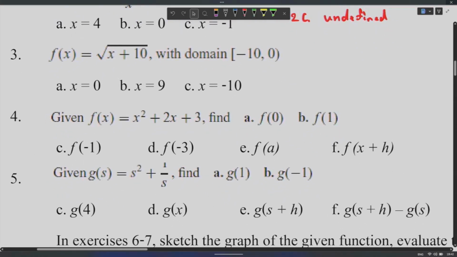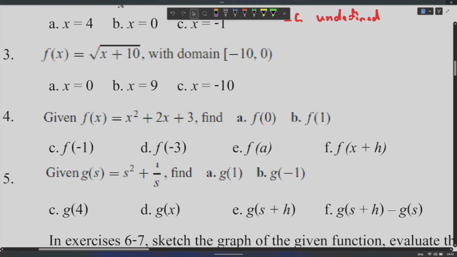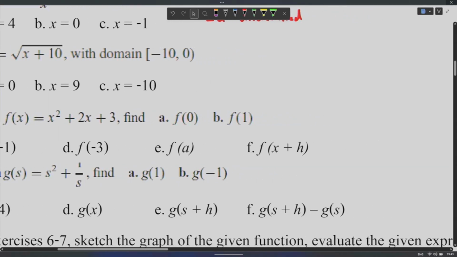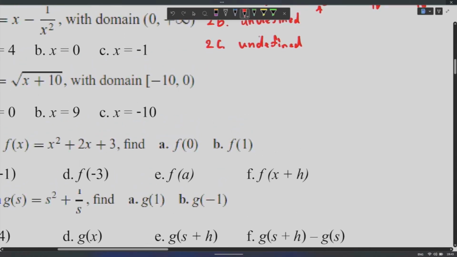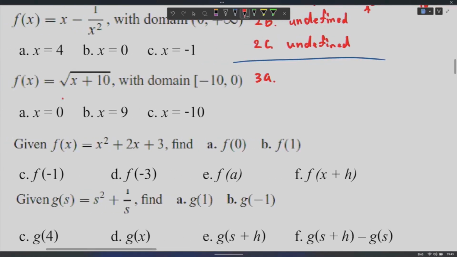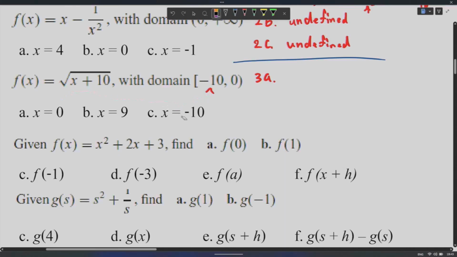Let's move to number 3. Question 3, f of x equals square root of x plus 10 with domain closed minus 10 to open 0. Now let's divide to 3a. If x equals 0, but it's not in the domain, so we can't find it. It's undefined.